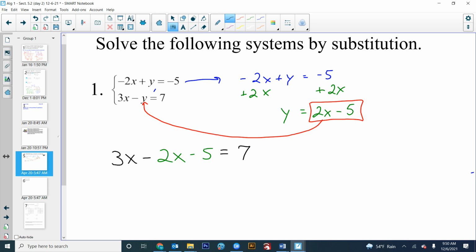Yeah, so what should I be careful to do when I plug in something that has more than one term? What should I put around it? Parentheses. You have to put parentheses because it's not just y anymore. It's 2x minus 5. Do you all see what I'm talking about? Don't forget the parentheses. What can we write in front of that y instead of just a negative sign to help us out? Because that's a negative 1 there.